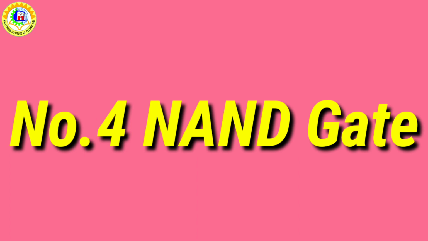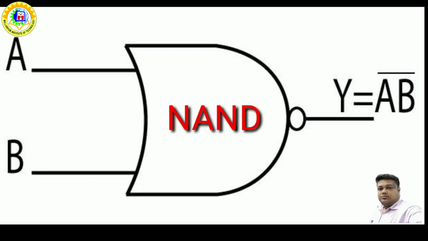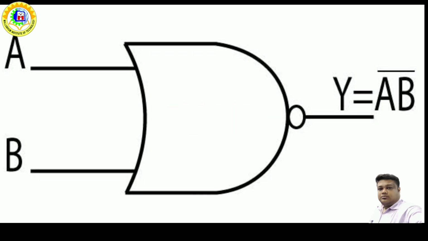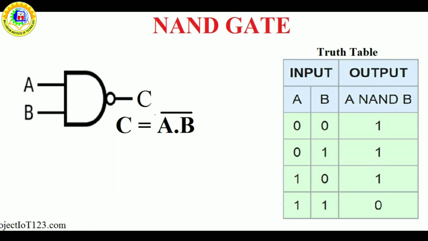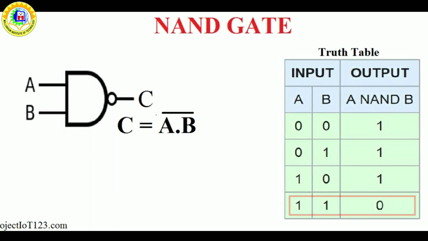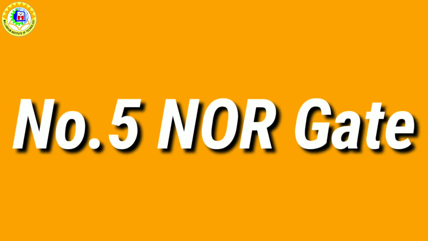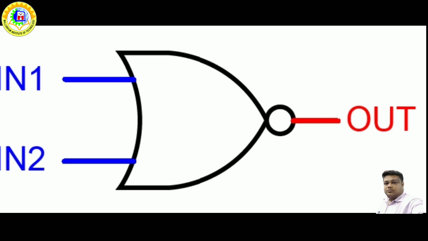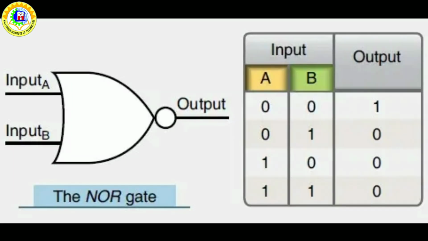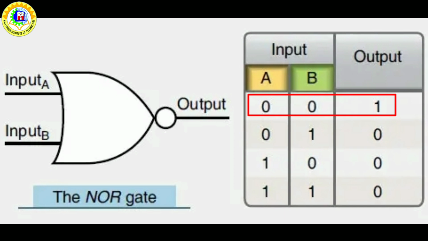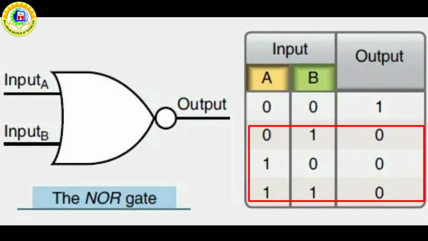Number 4, NAND gate. The NAND gate operates as an AND gate followed by a NOT gate. It acts in the manner of the logical AND operation followed by negation. The output is false if both inputs are true, otherwise the output is true. Number 5, NOR gate. The NOR gate is a combination of an OR gate followed by an inverter. Its output is true if both inputs are false, otherwise the output is false.